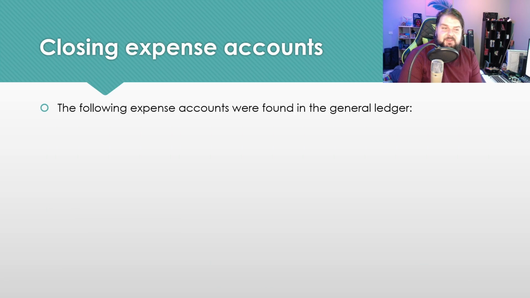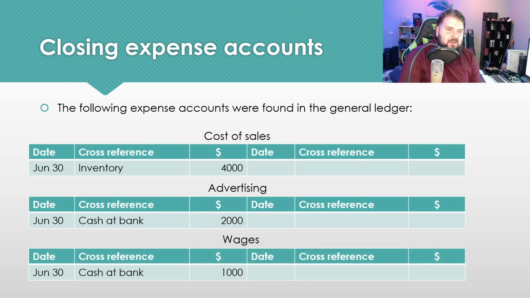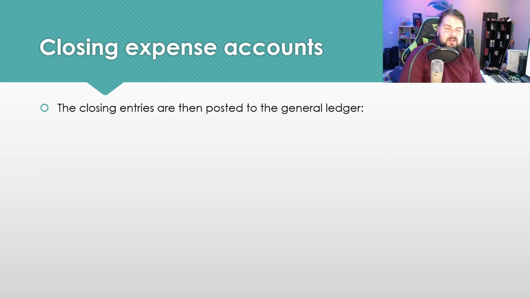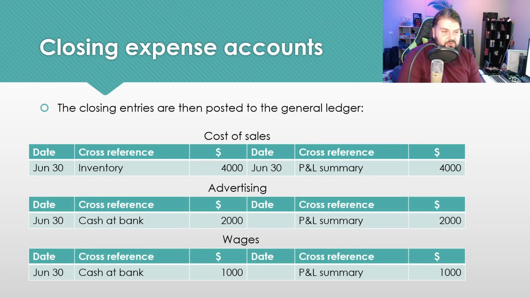Now, if we were to have our expense accounts and have a look at a few of these, we might have our cost of sales, our advertising, maybe our wages, and we close these off the same way. We're going to have to make entries on the credit side of each of these. So we can see here in our journal, we've got 4,000, 2,000, and 1,000, and we can balance these off with one debit entry to profit and loss. Again, putting these into the ledger, it looks like this. We're just following our own instructions and making sure that our cross-reference is always P&L summary.